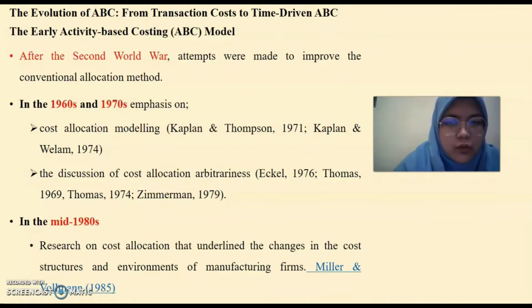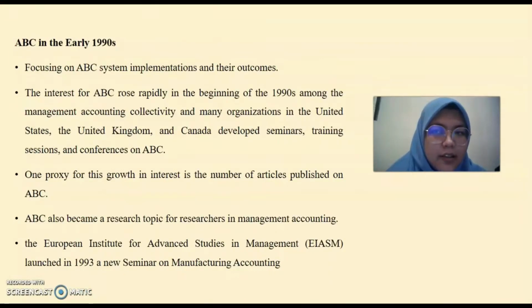After the Second World War, attempts were made to improve the conventional allocation method. The 1960s and 70s emphasized cost allocation modeling and the discussion of cost allocation arbitrariness. In the mid-1980s, research on cost allocation underlined the changes in the cost structures and environments of manufacturing firms. In the early 1990s, the focus was on ABC system implementations and their outcomes.